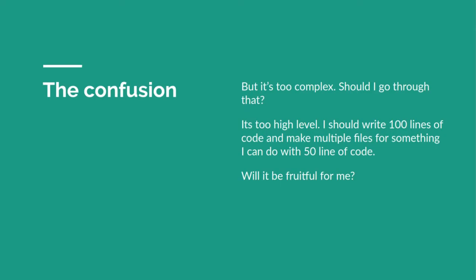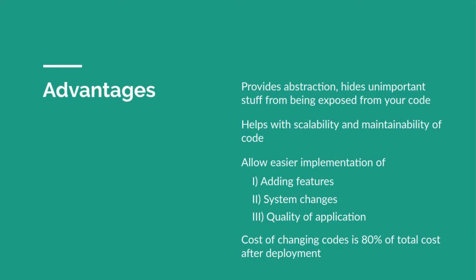And some people think, will it really be fruitful to learn architecture pattern? The answer is here. What architecture pattern does is it provides abstraction to your code. What that means is you only expose a certain aspect of your code which is important for your operation, and all other backward complexity is hidden. All of the unimportant stuff from your code is hidden from being exposed. Not only that, but software architecture also helps with scalability and maintainability of your code.